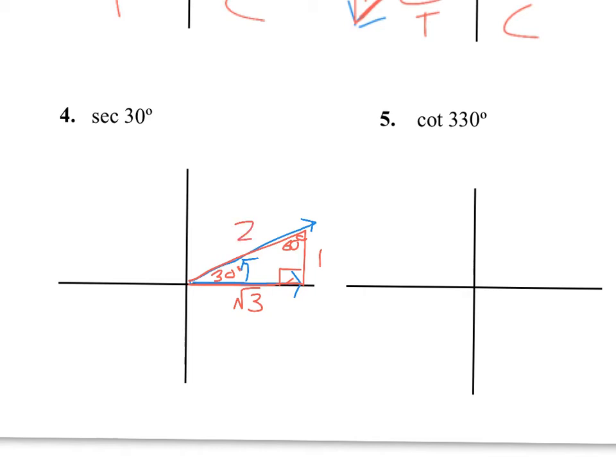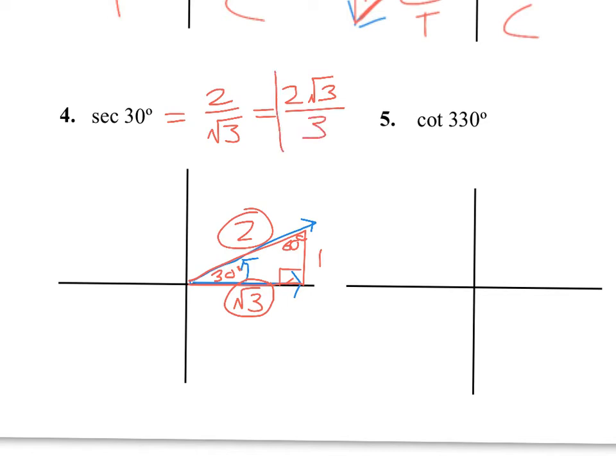Alright, so secant. Secant is the reciprocal of cosine. So cosine is adjacent over hypotenuse. That means secant is hypotenuse over adjacent. In quadrant 1, everything is positive, so we don't have to worry about that. Okay, multiply the top by rad 3 and the bottom by radical 3, and you get your answer.